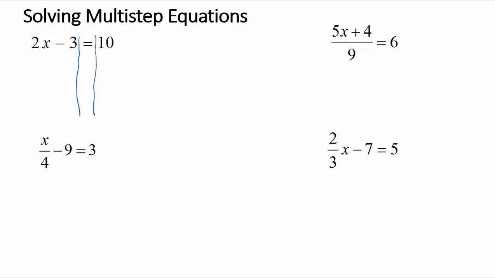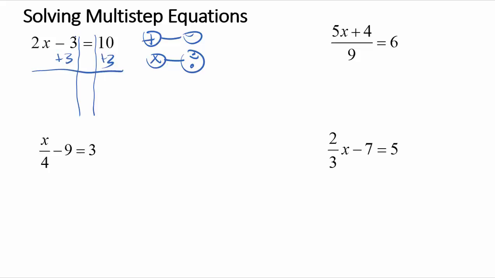Which number is furthest from the x on the left-hand side of the equation? Okay, we're trying to get the x by itself. The furthest number is this minus 3. So the operation is minus. Since the operation is minus, we need to do the opposite operation, which is addition. So I'm going to add 3 on the left and the right.